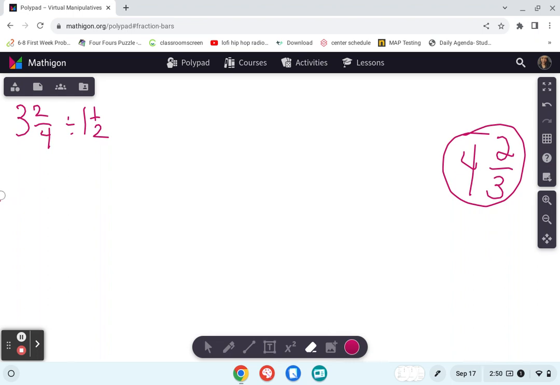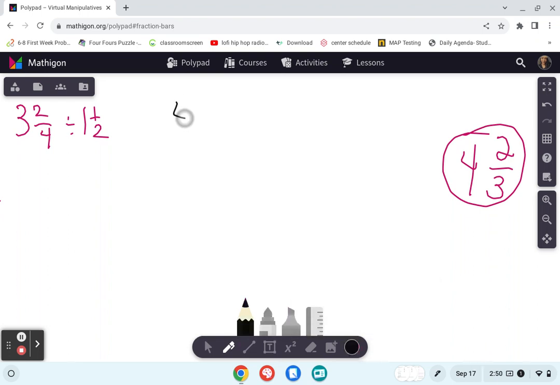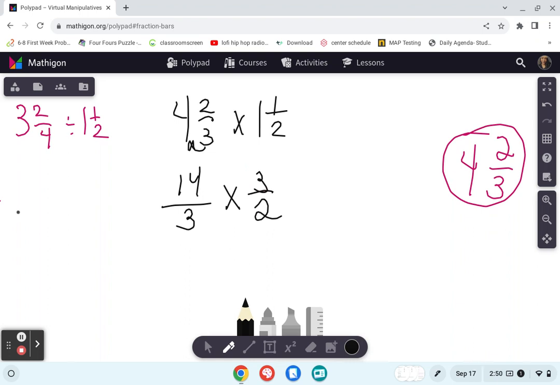So for example, I would take my 4 2/3 and multiply that by 1 1/2. And if it gives me 3 2/4, then I was probably right. So let's go ahead and do that. So I'll do 4 times 3 is 12 plus 2 is 14 over 3 times 2 times 1 is 2 plus 1 is 3 over 2.